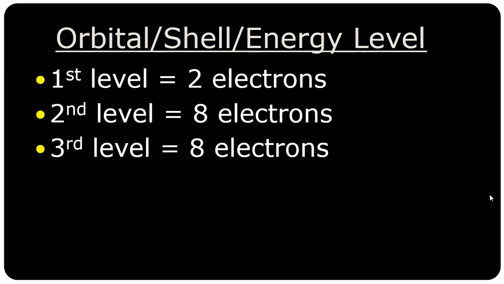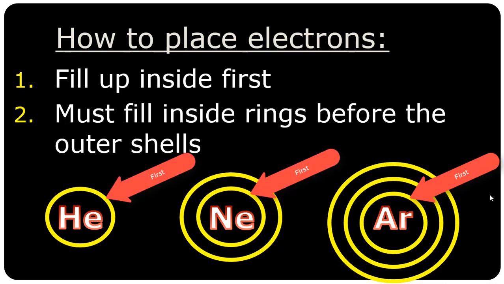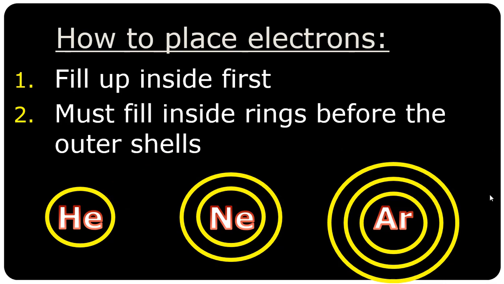For 8th grade science, we're going to pretend like there's only 3 shells. In real life, there's way more than that. But things start getting a little funky after the 4th level. So we just pretend like it ends there so that we can keep it simple and easy to understand. Here's how you place your electrons on your atoms. You always fill up the inside level first. You are not allowed to put any electrons on an outside ring before you fill up all the inside rings. So make sure the insides are full before you draw another circle.